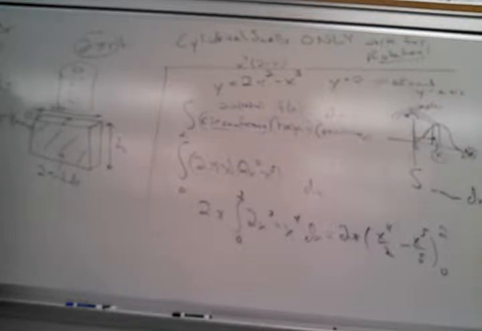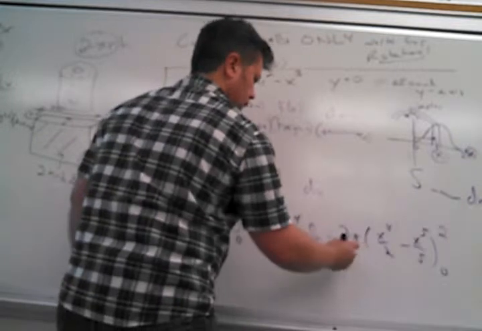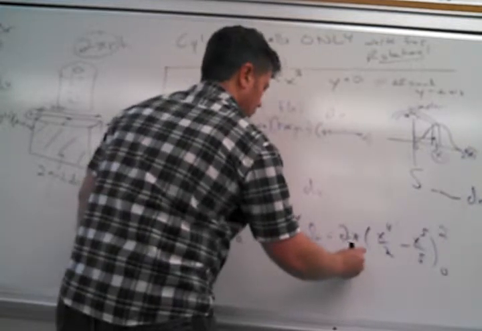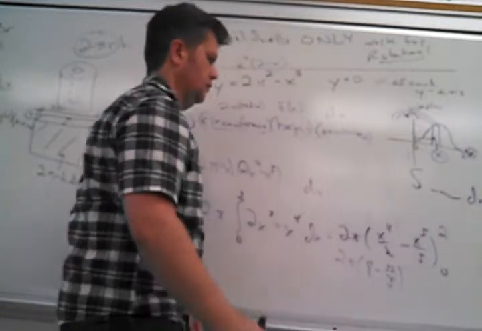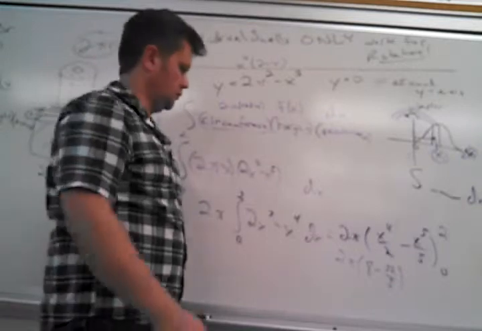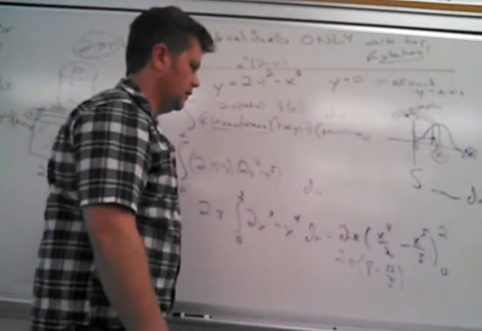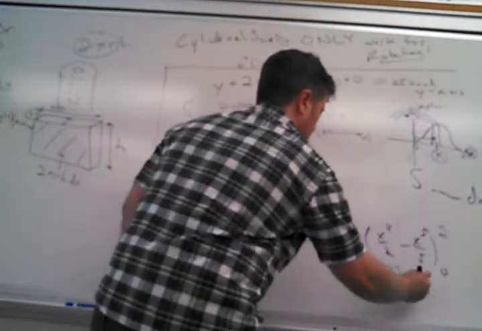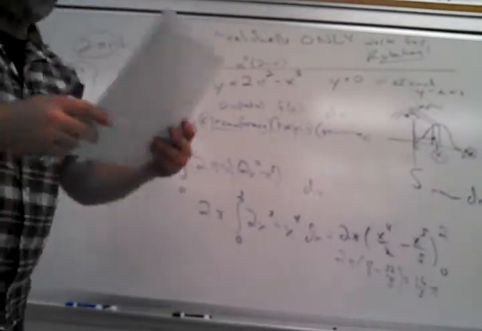And then you just plug that stuff in and get your numbers. So it'll be 8 minus 32/5 times 2 pi. So whatever that is, 16 pi minus 64/5. I think it's 16/5 pi. Is that what I got? Yes. Yay. All right.